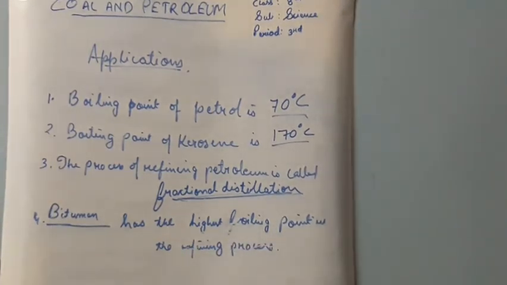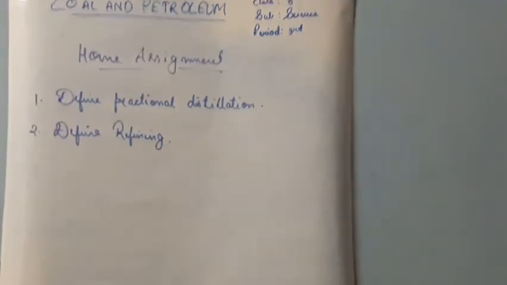So I hope you all are clear with today's topic we have covered, refining of petroleum. In today's class we have learnt about the complete process, the steps, the stages. Then the definition for the process, then the products obtained, all these things we have covered today, and we have solved these questions also.